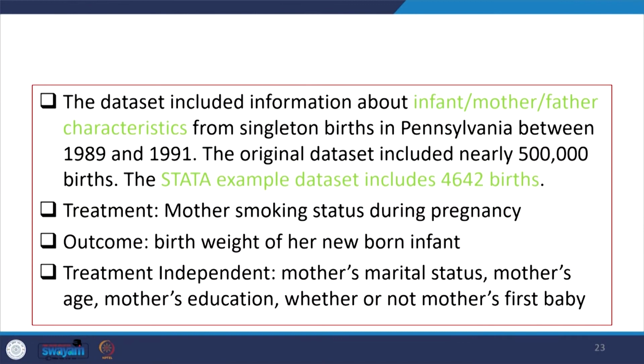Then the independent variables, the covariates here for us, are the mother's marital status. These are also called control variables. Mother's marital status, mother's age, and mother's education, these three. And another variable we are considering is whether the mother has her first baby or not. So, regarding baby, then mother's age, education, then marital status. These four we are going to use for our calculation.